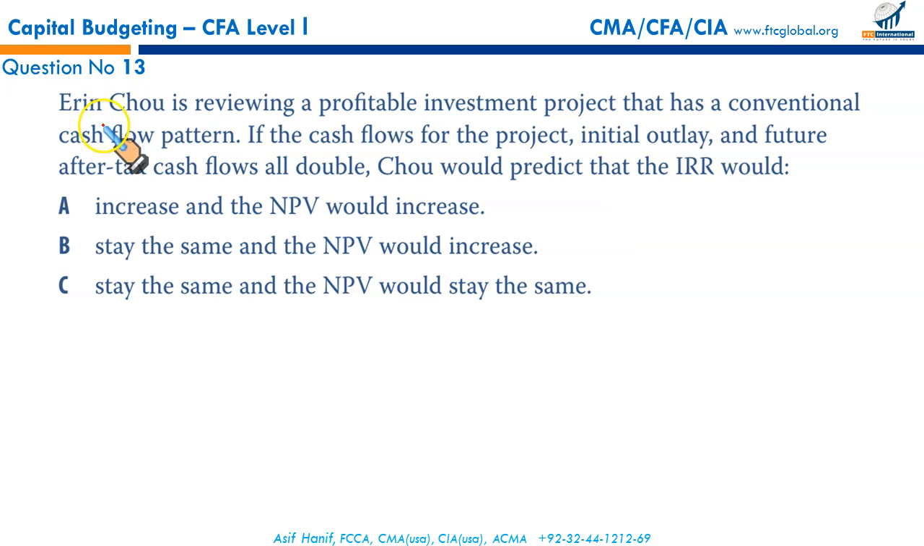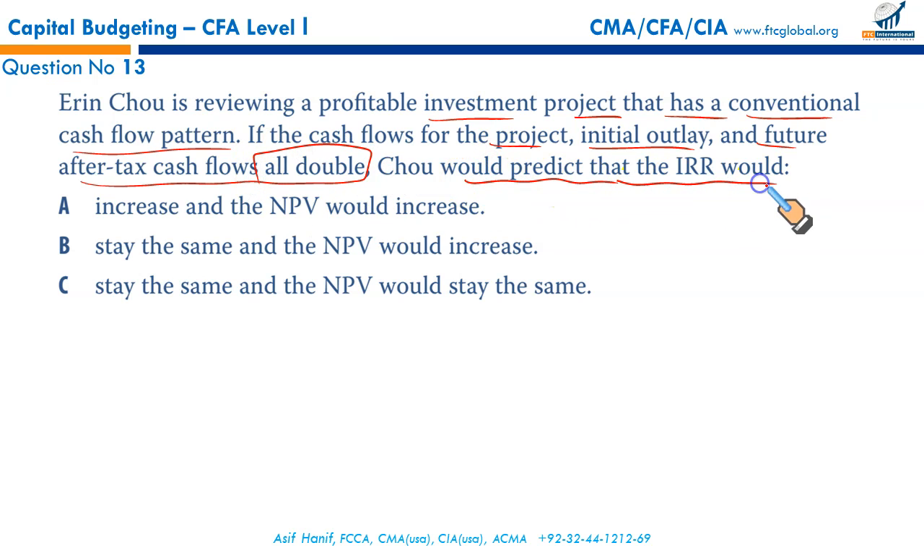Next, question 13. Aaron Chow is reviewing a profitable investment project that has conventional cash flow pattern. Conventional cash flow means initially outflow and then all inflows. If the cash flows for the project, initial outlay and the future after-tax cash flows, are doubled, Chow would predict that the IRR would be. Now interesting, let's say it's a 4 years project requiring $10,000 initial investment. Let's assume 5,000 inflow in year 1, 7,000 in year 2, 5,000 in year 3, and let's say 15,000 in year 4.